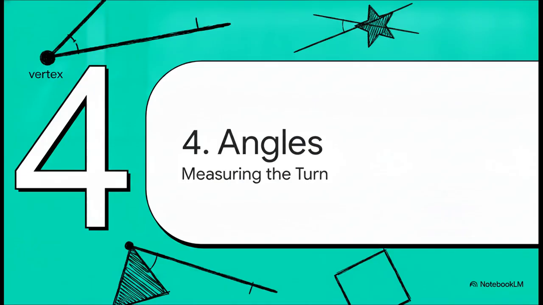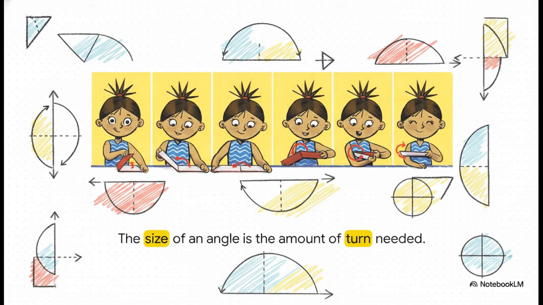Section 4. Angles: measuring the turn, where rays meet. Okay. So what happens when two of those rays share the exact same starting point? Well, that shared point becomes what we call a vertex, and together the rays form an angle. Just look at this example of opening a notebook.